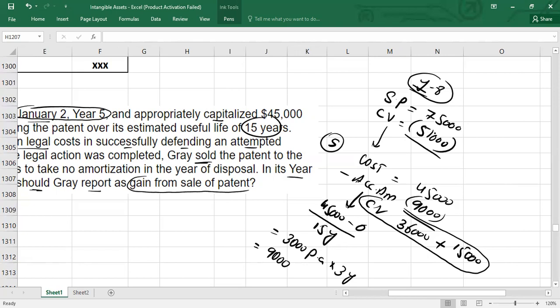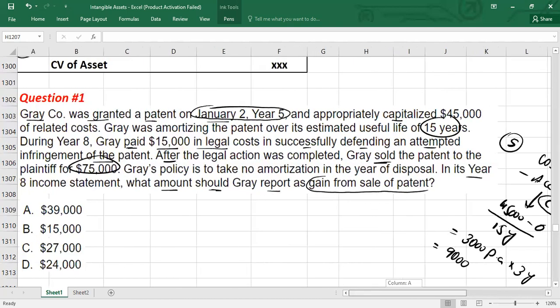If your sale proceed is greater than carrying value, this is called gain. It will be 24,000. This is your gain, which should be reported in the year 8 income statement. So option D is correct. Okay, now we are going to practice another question.